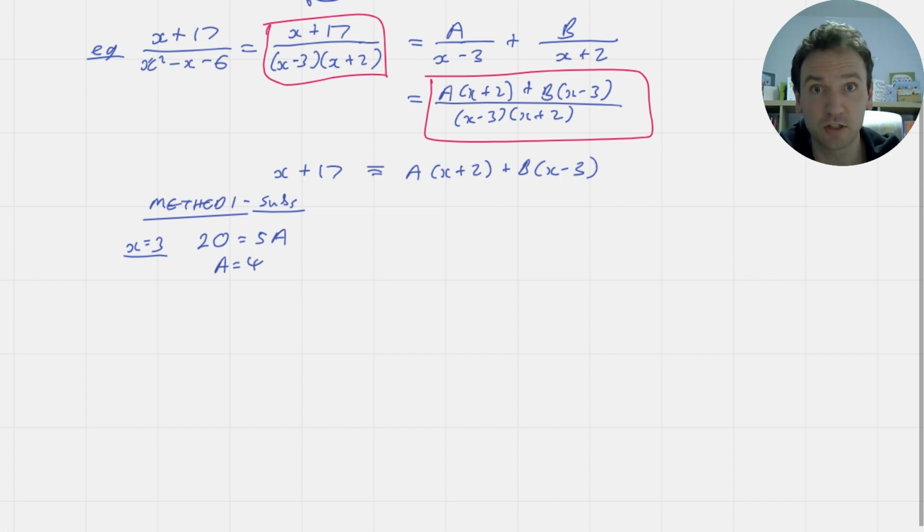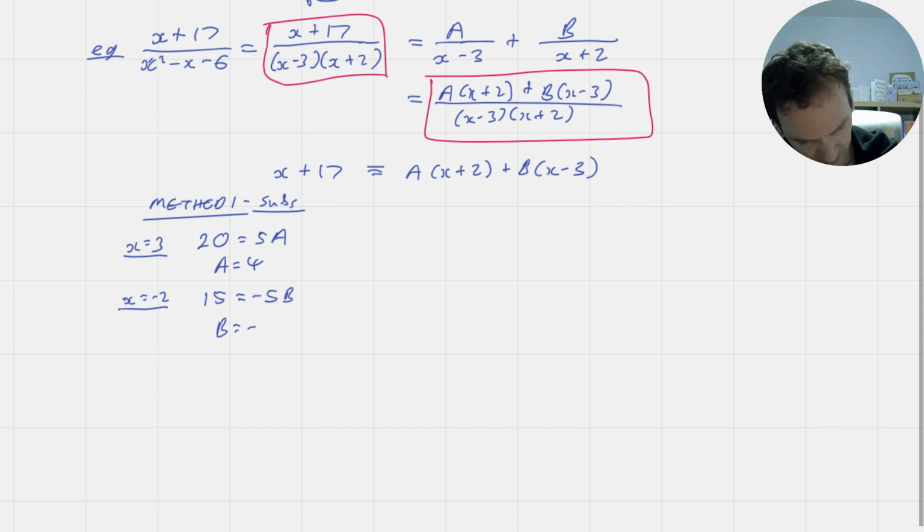What else would be a good value of x to sub in here? If we sub in x equals negative 2, then that a term is going to disappear entirely. So on the left-hand side, we'll get negative 2 plus 17, or 15. And on the right-hand side, we'll end up with minus 5b, and we'll get b is equal to negative 3.